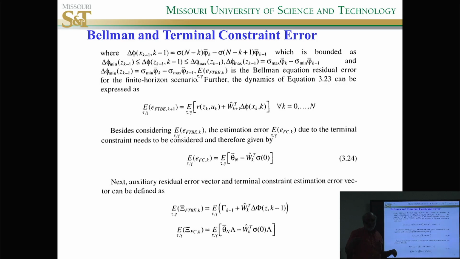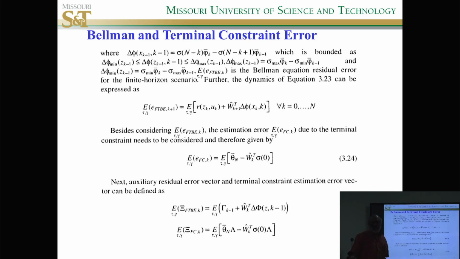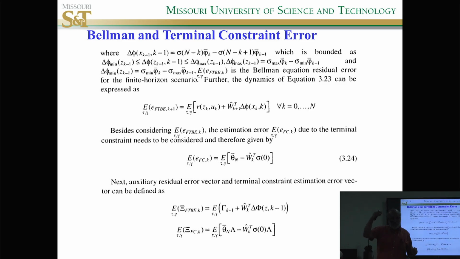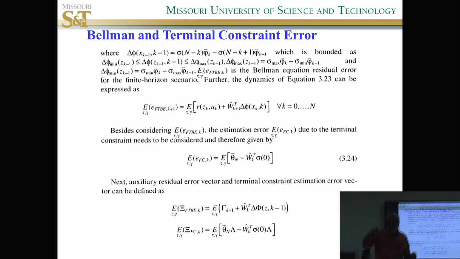Now why do we need a terminal constraint error here? Why do we need it? I already explained it. That's why I asked you this question. I see everybody kind of staring. Now why do we need two errors? Remember, there are two errors. One is the Bellman error, the other is the terminal constraint error. Now why do we need the terminal constraint error?